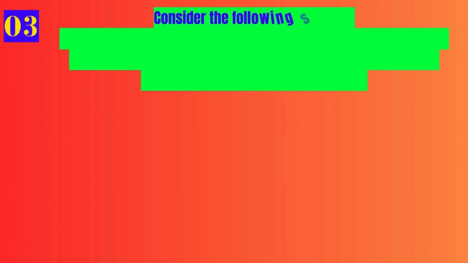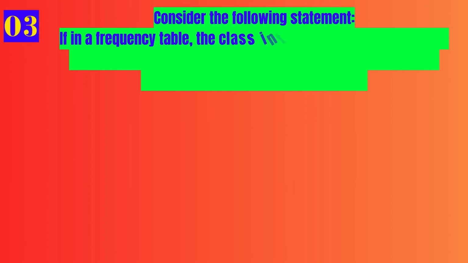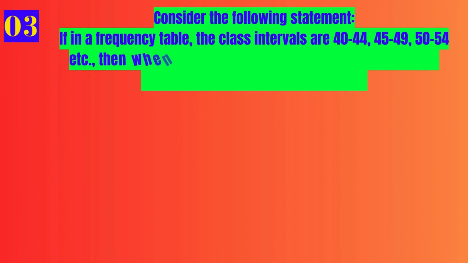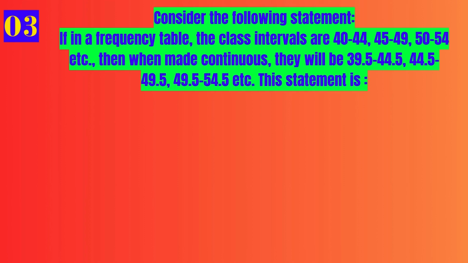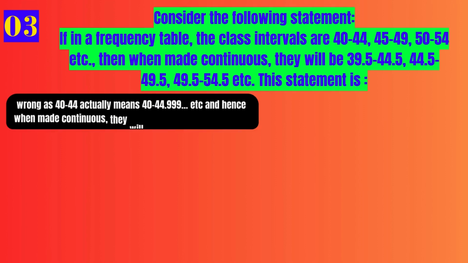Consider the following statement. If in a frequency table, the class intervals are 40 to 44, 45 to 49, 50 to 54 etc., then when made continuous, they will be 39.5 to 44.5, 44.5 to 49.5, 49.5 to 54.5 etc. This statement is, the options are, wrong as 40 to 44 actually means 40 to 44.999, etc., and hence when made continuous, they will be 40 to 45, 45 to 50, 50 to 55 etc.